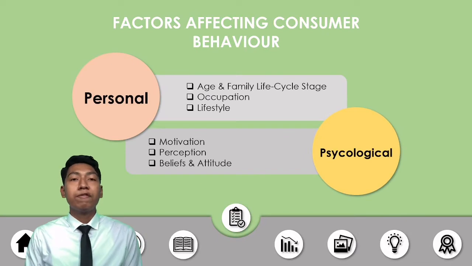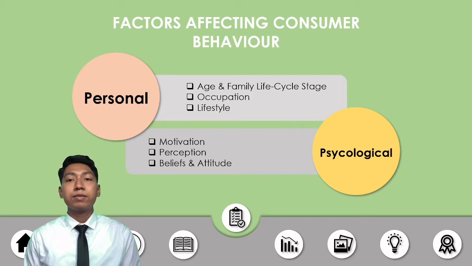Next, I will continue with personal and also psychological. For personal, first, we have age and stage in the life cycle. The needs of a person change with age and at different stages of life. Not only this, but his tastes and habits change with age for clothes, food, furniture, recreation and more. The family life cycle influences consumption level and patterns.